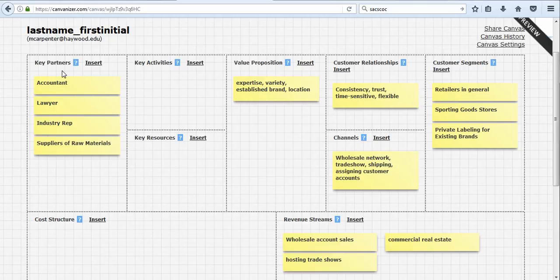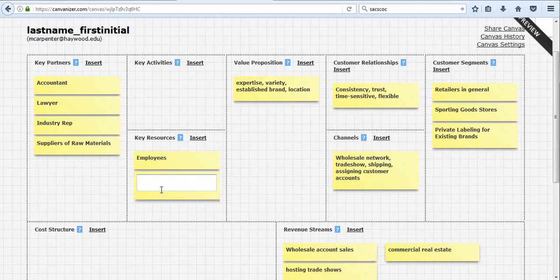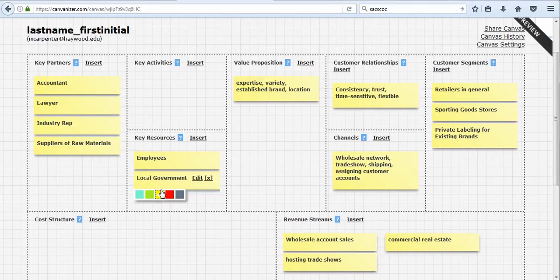Okay, so you have to have these people, sure, but what things do you have to have? What things, if you didn't have the resource, could you not create and deliver value to customers and be in business? So I'm going to say my employees are a huge resource. I'm going to say local government. So maybe the mayor of the town that I have my, well, a local government could be a key partner too.